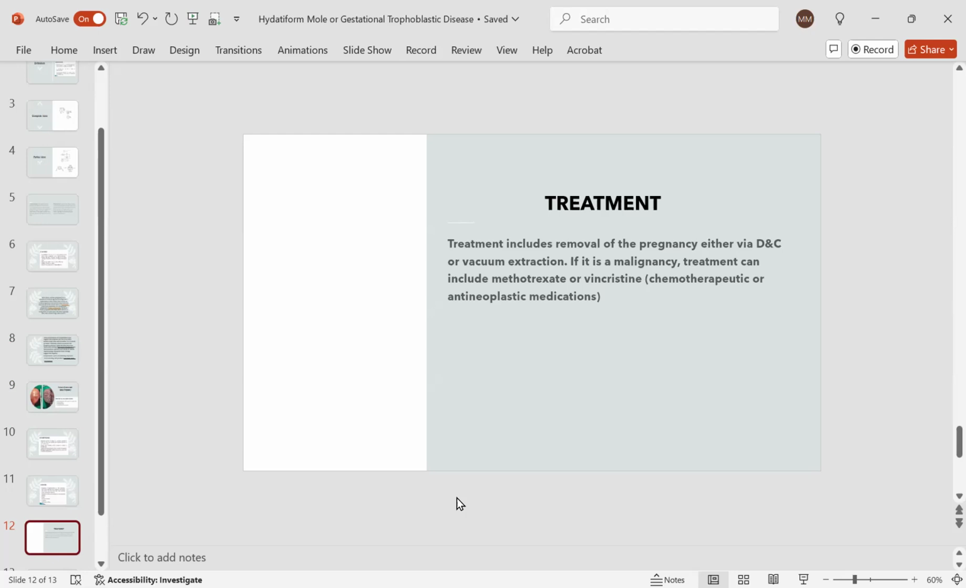If it was a malignancy, because sometimes these can turn malignant or cancerous, not only must it be removed, but there's going to be treatment following the removal that includes drugs like methotrexate or vincristine. These are chemotherapeutic or anti-neoplastic medications. And there are two medications that the board may ask about. The board loves to ask about methotrexate, sometimes vincristine, but those are two drugs that you need to know about. So they're both cancer drugs.